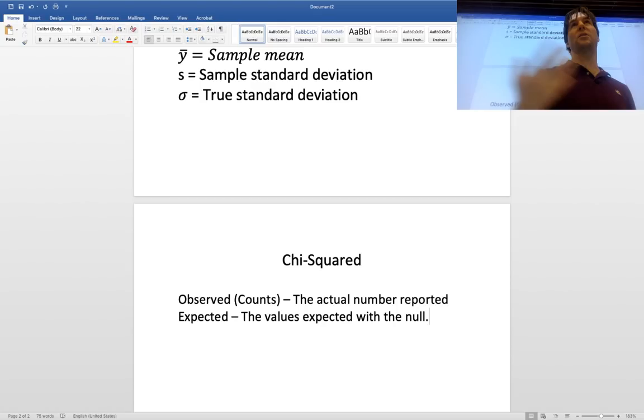That is chi, and we're going to make it a chi-squared. So chi-squared is going to be our test statistic.